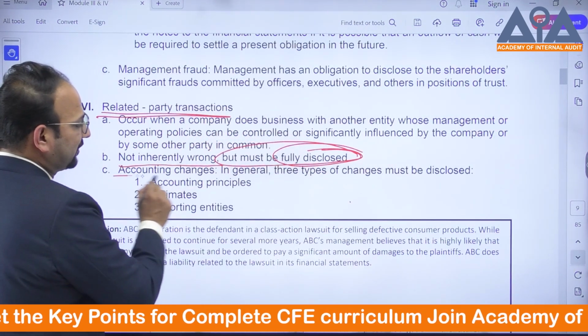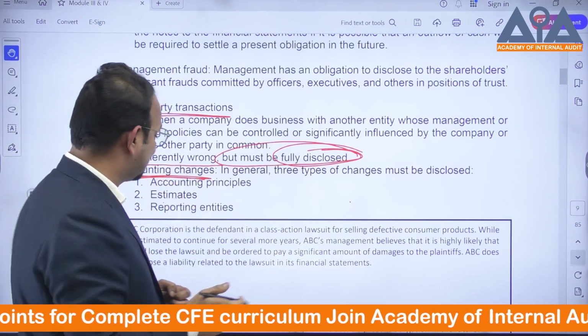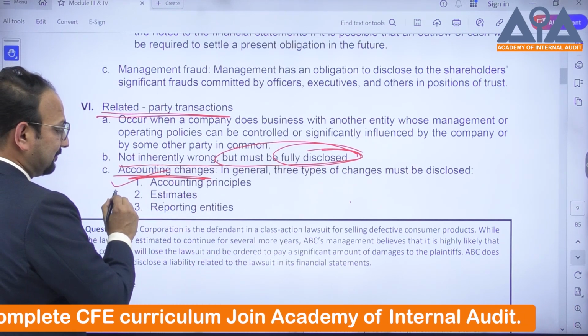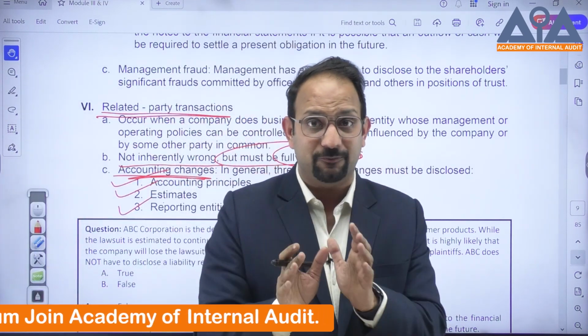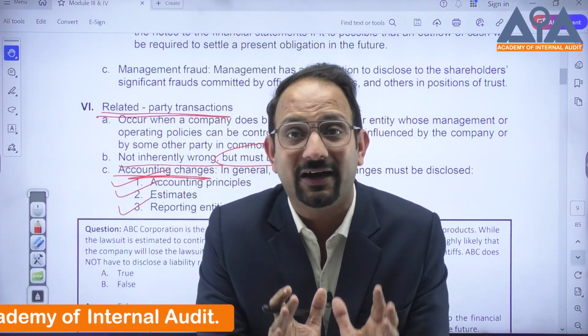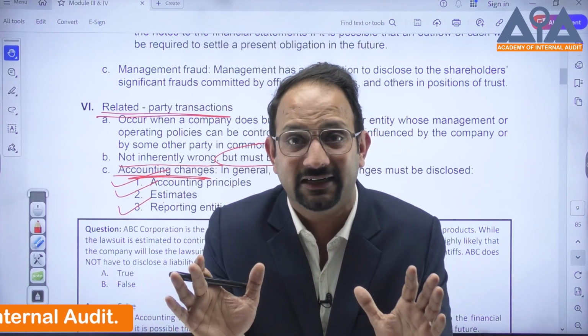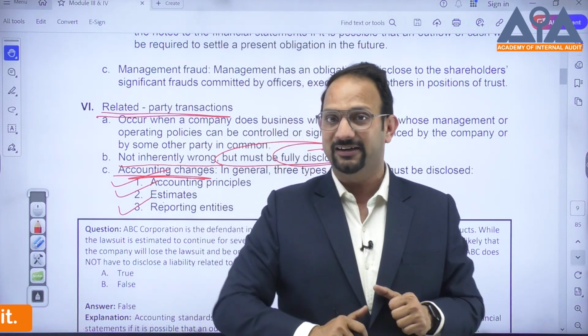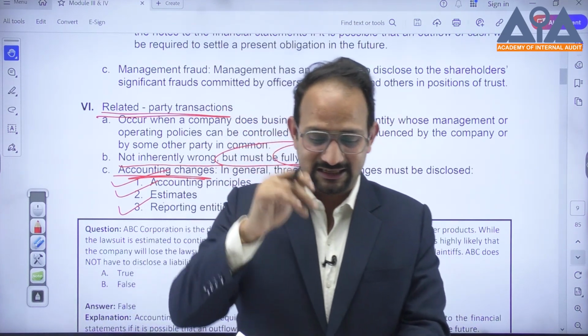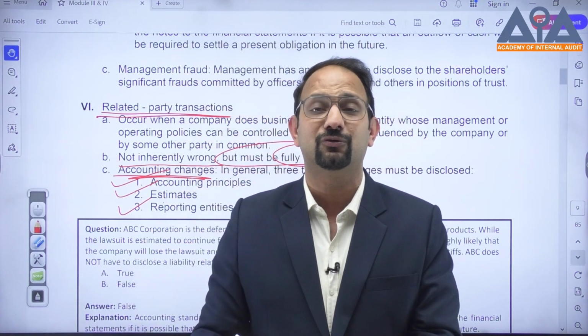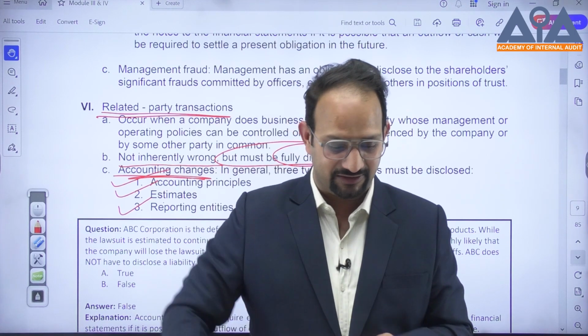Example, very, very important from the examination point of view. There are certain accounting changes which you have to disclose. Number one, accounting principles. Number two, estimates. Number three, reporting entities. Guys, I'm just touching upon and letting you know the important points, not explaining the concepts in detail. All concepts have been explained in the detailed video lectures of the CFE curriculum. These are the points which you should refer to before you go to the exam. Right? So that is a very, very important point.